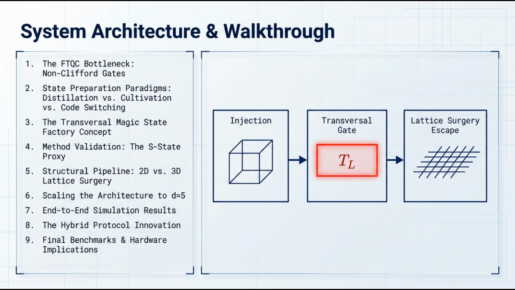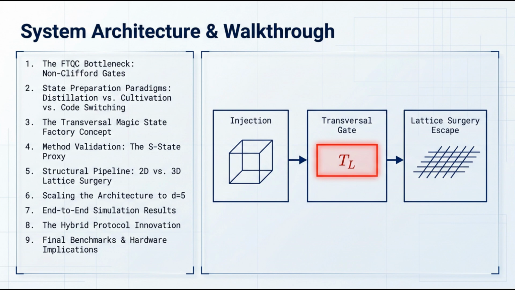Next, we examine the structural pipelines for two-dimensional and three-dimensional lattice surgery, follow the scaling of the architecture to distance 5 codes, and analyze the end-to-end simulation results. Finally, we discuss the proposed hybrid protocols fusing cultivation checks with code switching, and conclude with physical hardware implications.